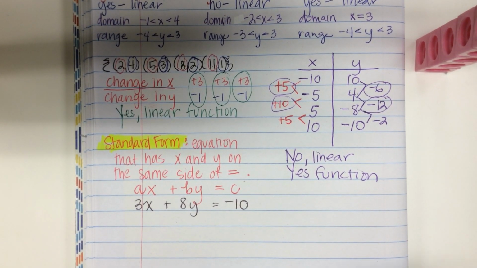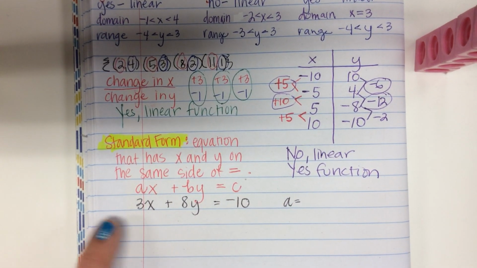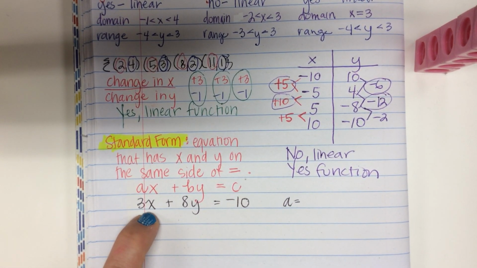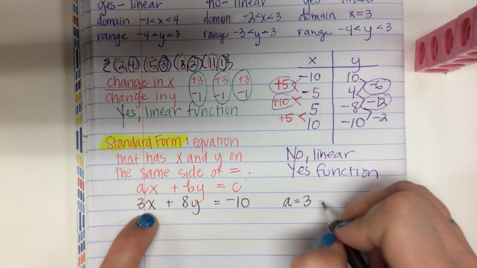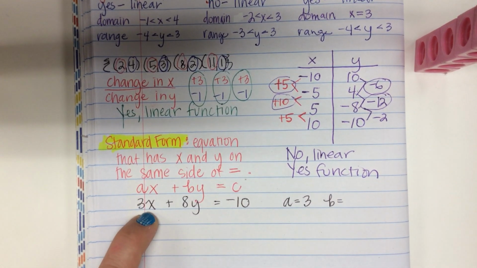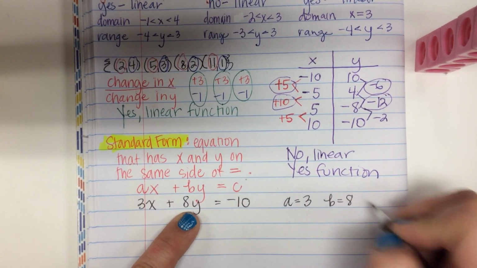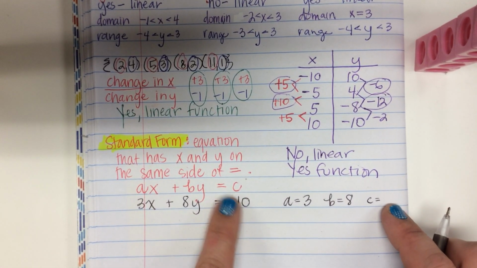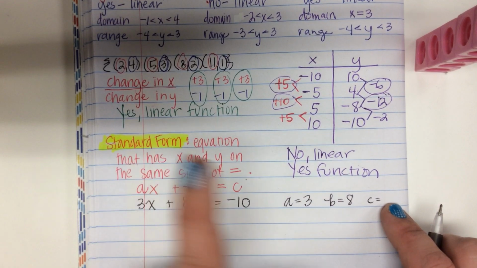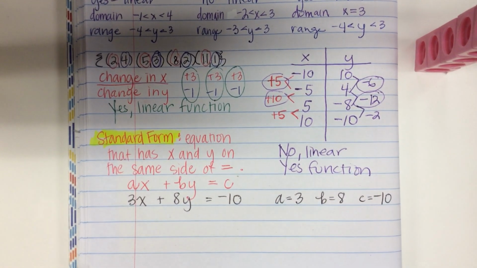And lots of times in standard form they ask you to identify. They ask you, what is a? Well, a is whatever is with the letter x. A is 3. They're going to ask you, what's b? B is whatever's with y. B is 8. And they're going to ask you what c is, and c is whatever is by itself on the other side. Sometimes you have to move it across. C is negative 10.